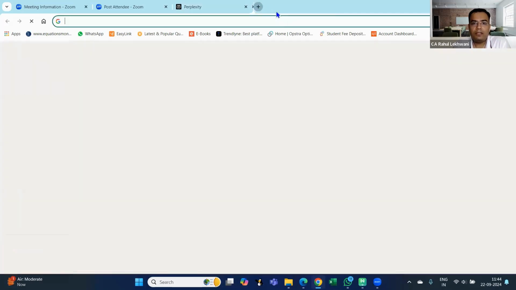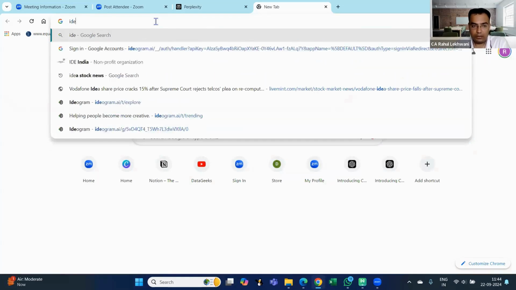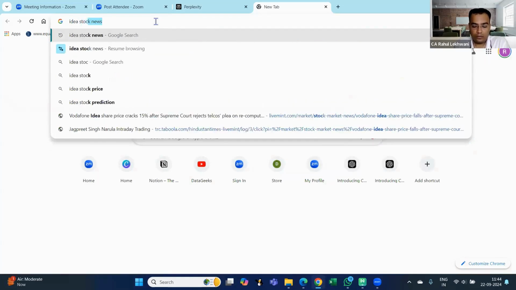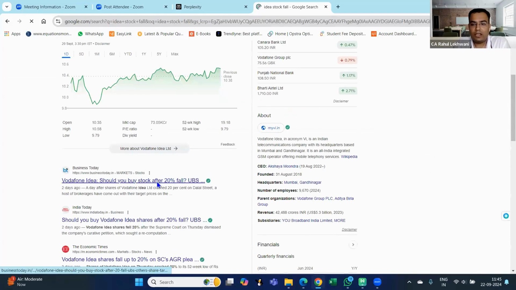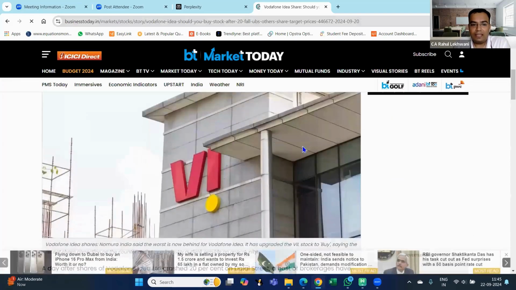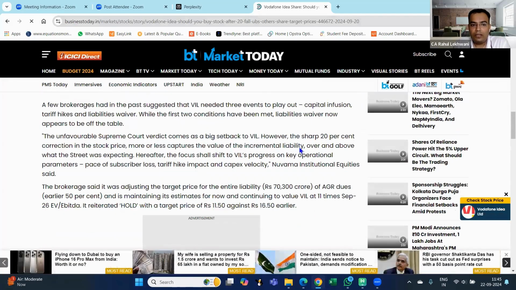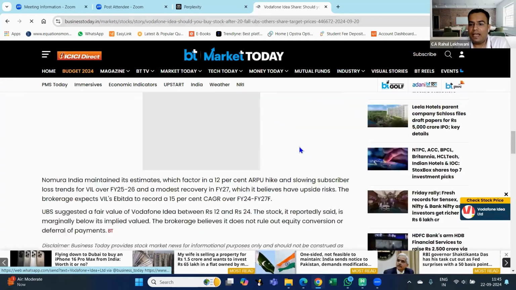It's taking some time. Okay, very recent news. Those who are into the stock market might know that Idea's share has fallen around 20% recently. So this is the complete article related to that. This is a long article and I don't want to read the entire article.